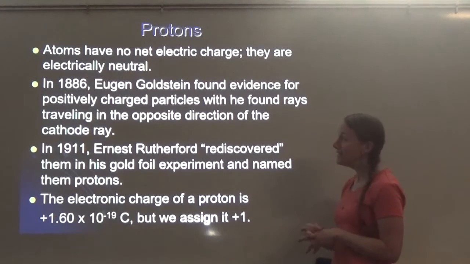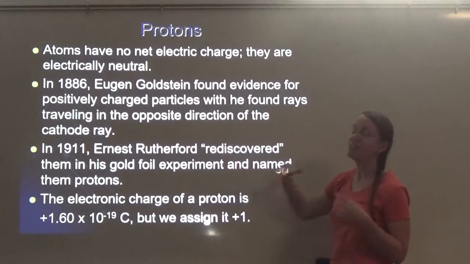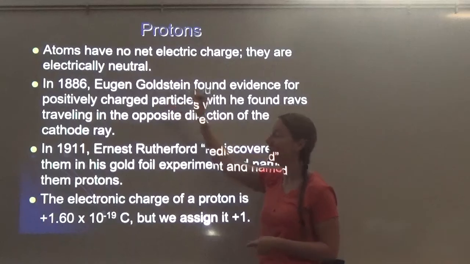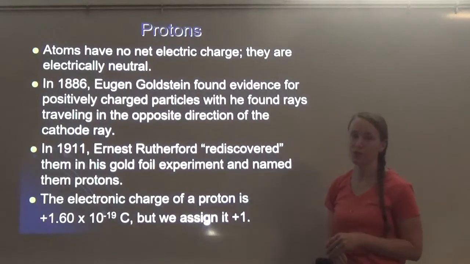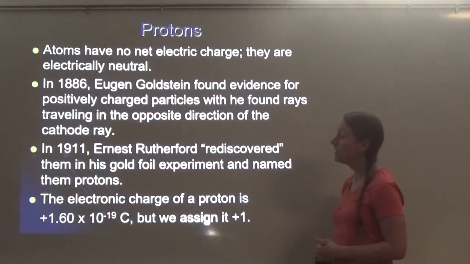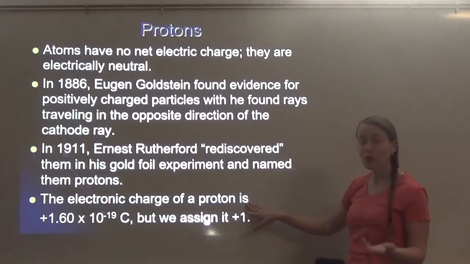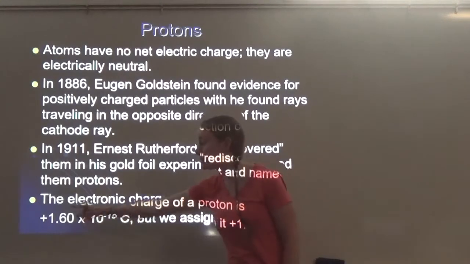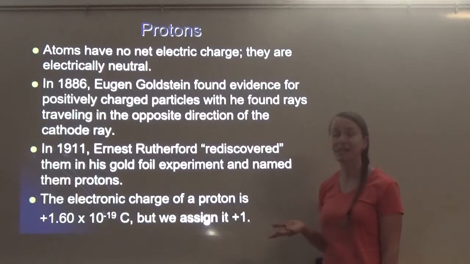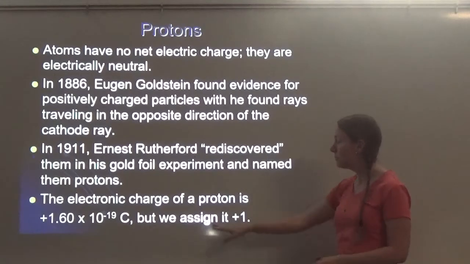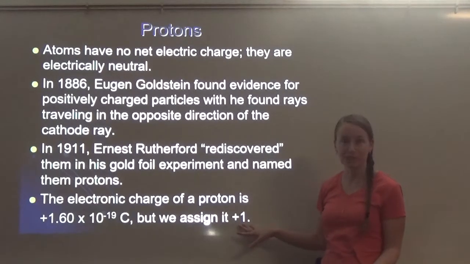All right, so depending on what textbook you have, some textbooks credit the proton discovery to Eugene Goldstein, some credit it to Ernest Rutherford. So just be aware that it depends on what source you're looking at. The electric charge of a proton, like I said, is the same as the electron, it's just positive. So it's positive 1.6 times 10 to the negative 19 coulombs. Remember, coulombs is just a unit for electric charge, but we assign it positive 1 for simplicity.